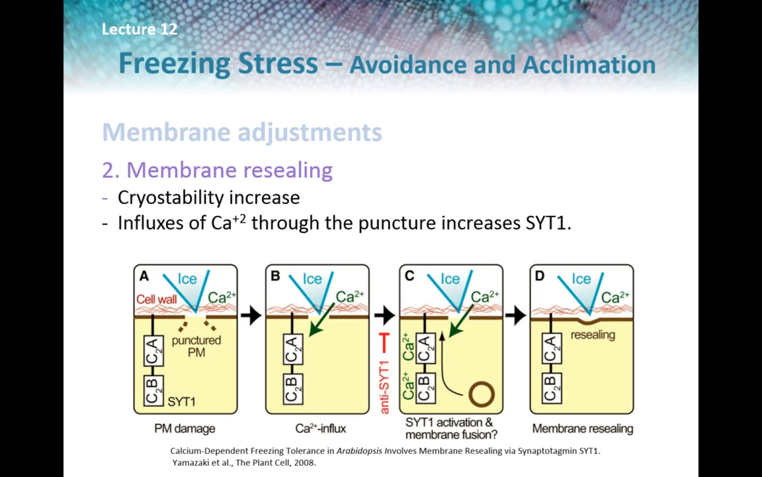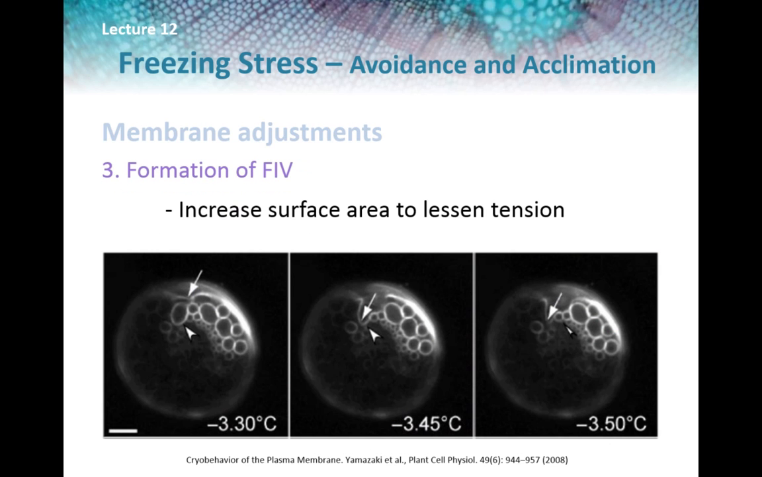Endomembranes then fuse at the site of the damaged plasma membrane via calcium binding SYT1, and consequently the damaged site is resealed. The third membrane adjustment is the formation of freeze-induced vesicular structures. The formation of many vesicular structures had been observed in isolated protoplasts of cold acclimated Arabidopsis leaves. They appear in the cytoplasm near the plasma membrane right after extracellular freezing occurs.